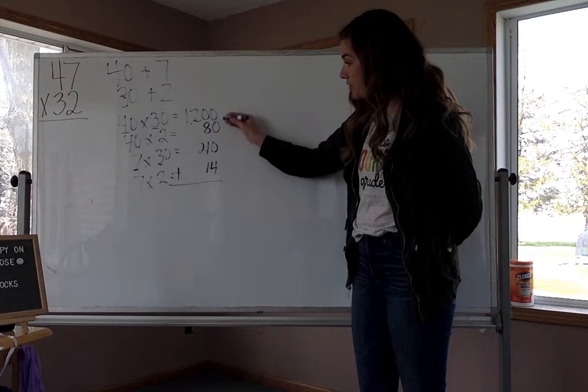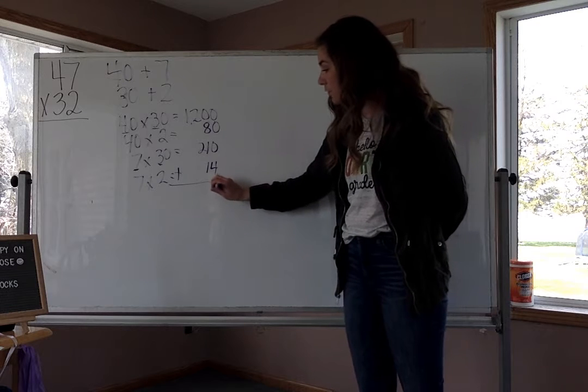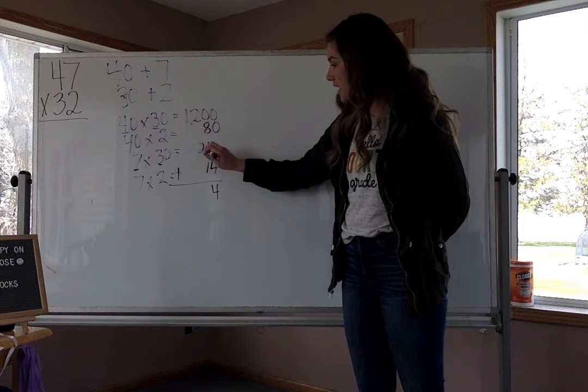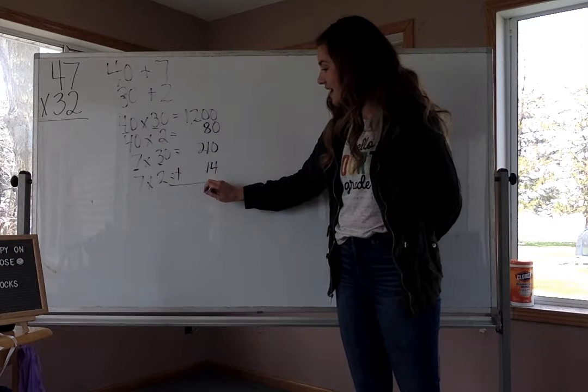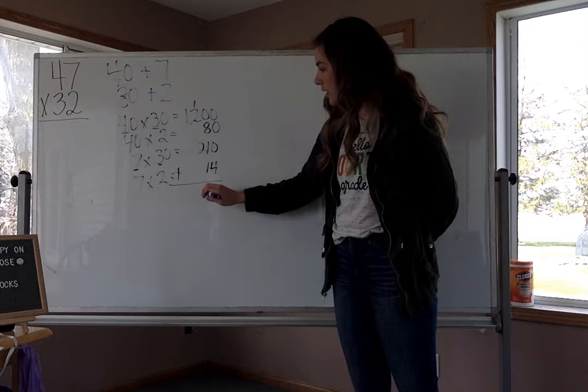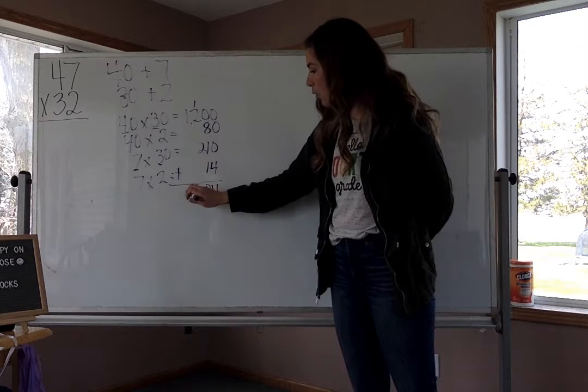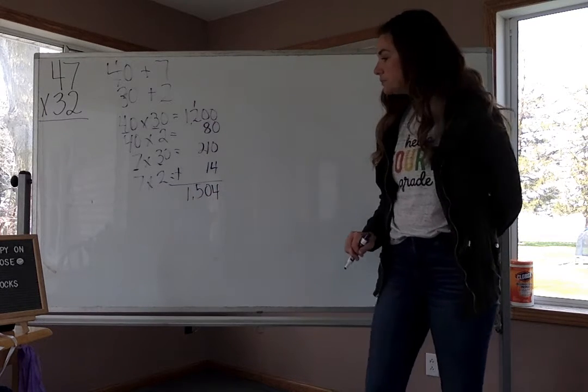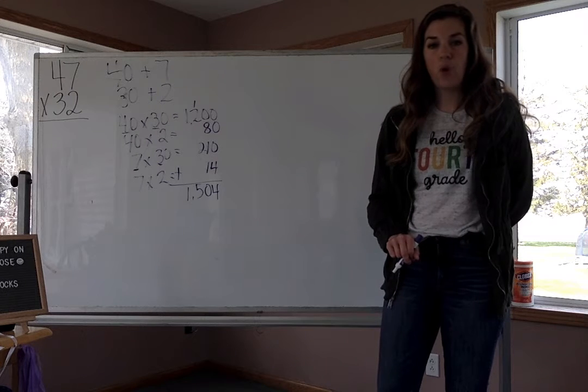0 plus 0 plus 0 plus 4 is 4. 0 plus 8 plus 1 plus 1 is 10. Carry the 1. 1 plus 2 plus 2 more is 5. And 1 plus 0 is 1, which brings our product to 1,504.